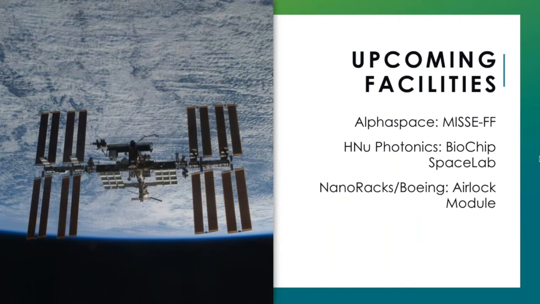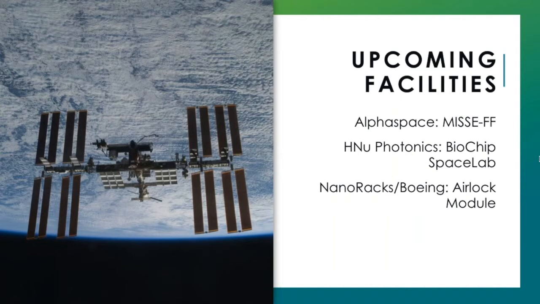Next, Biochip Space Lab, Scorpio 5, a subsidiary of H-Nu Photonics. This is an internal facility, automated live cell and tissue culturing. Fantastic facility. Once again, state of the art. This is a type of technology and the type of capability that people are working with on their benchtops in their ground-based laboratories.